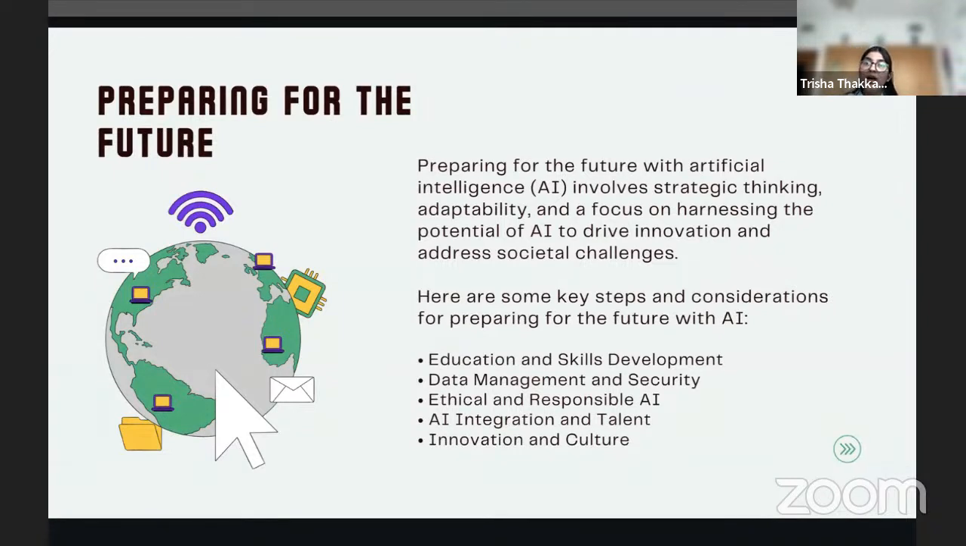Preparing AI for the future. Preparing for the future with artificial intelligence involves strategic thinking, adaptability, and a focus on harnessing the potential of AI to drive innovation and address societal challenges. Here are the key steps and considerations for preparing the future with AI. Education and skills development. As we know, AI plays a huge part in the education sector right now. Students use AI for research, to learn more, to help with their homework, and so do the teachers for gaining a better perspective on how to teach the class. Data management and security, ethical and responsible AI integration and talent, innovation and culture.